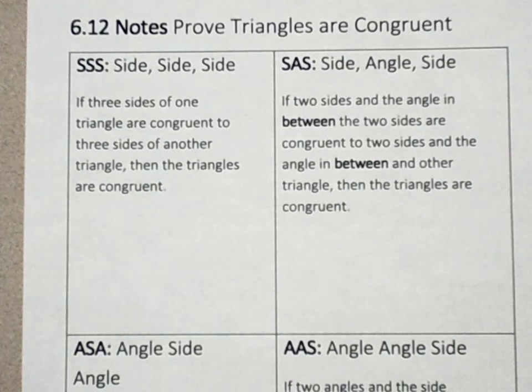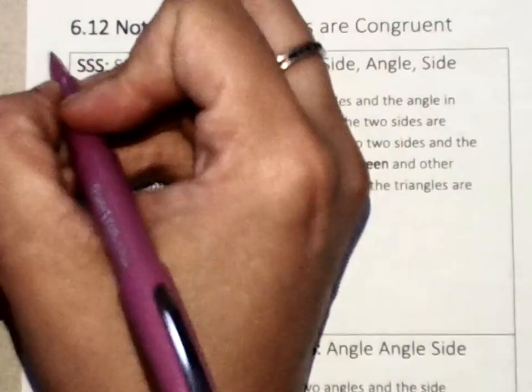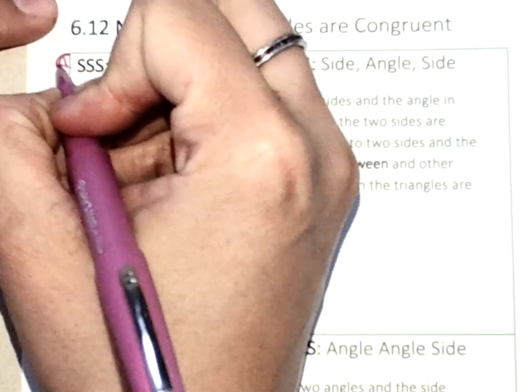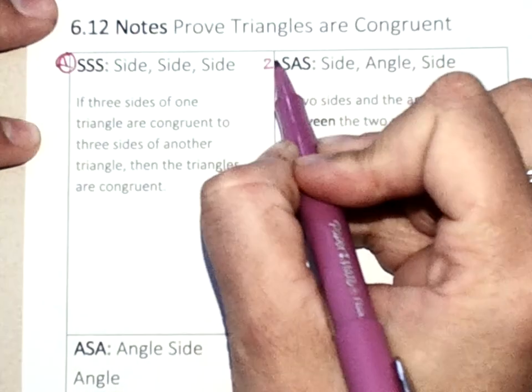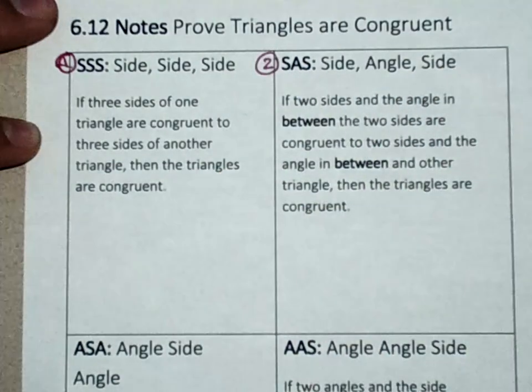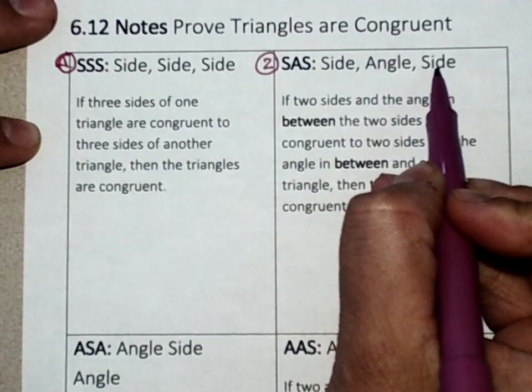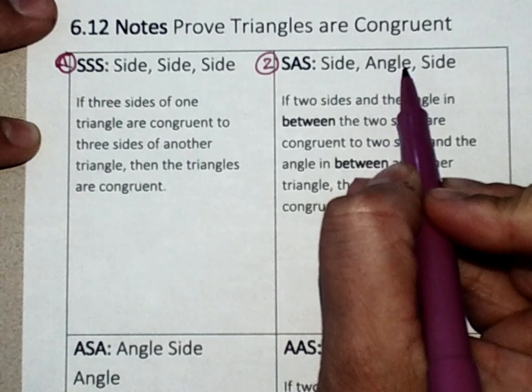In our 6.12 notes, we are going to be proving triangles are congruent. There are 4 theorems to prove that triangles are congruent. The first one is the side-side-side theorem, which says all sides are the same. Side-angle-side is the second theorem, which says two sides of two triangles are the same with the angle in between them.